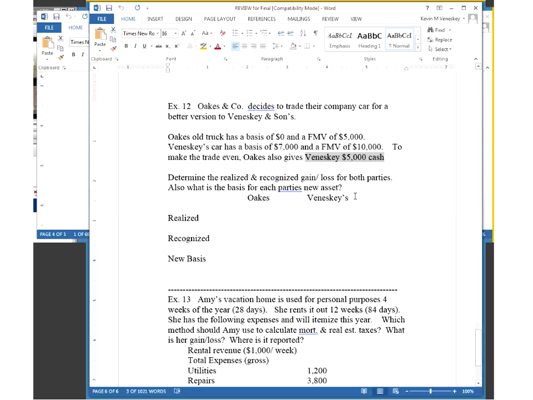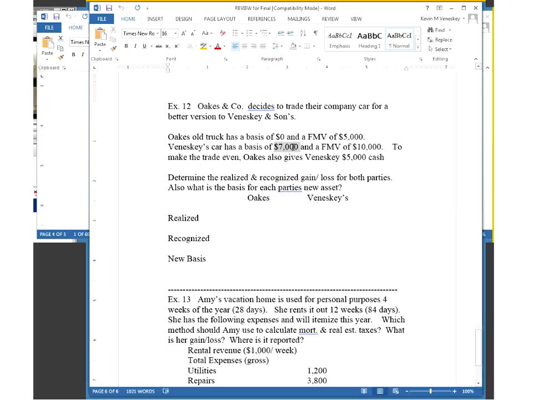Boot was received, so there will be a recognized gain, but the recognized gain is the lower of the realized, which was 3, or the cash received, 5. So our recognized gain is only 3,000, all of the gain that we did recognize.